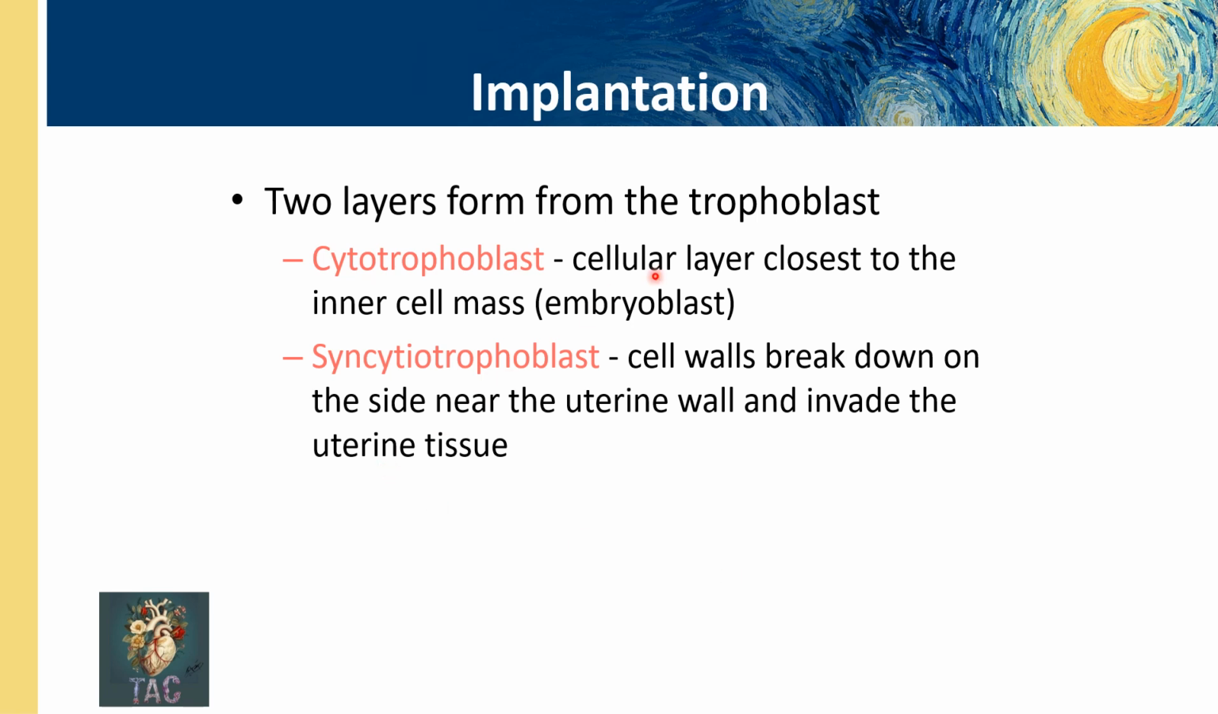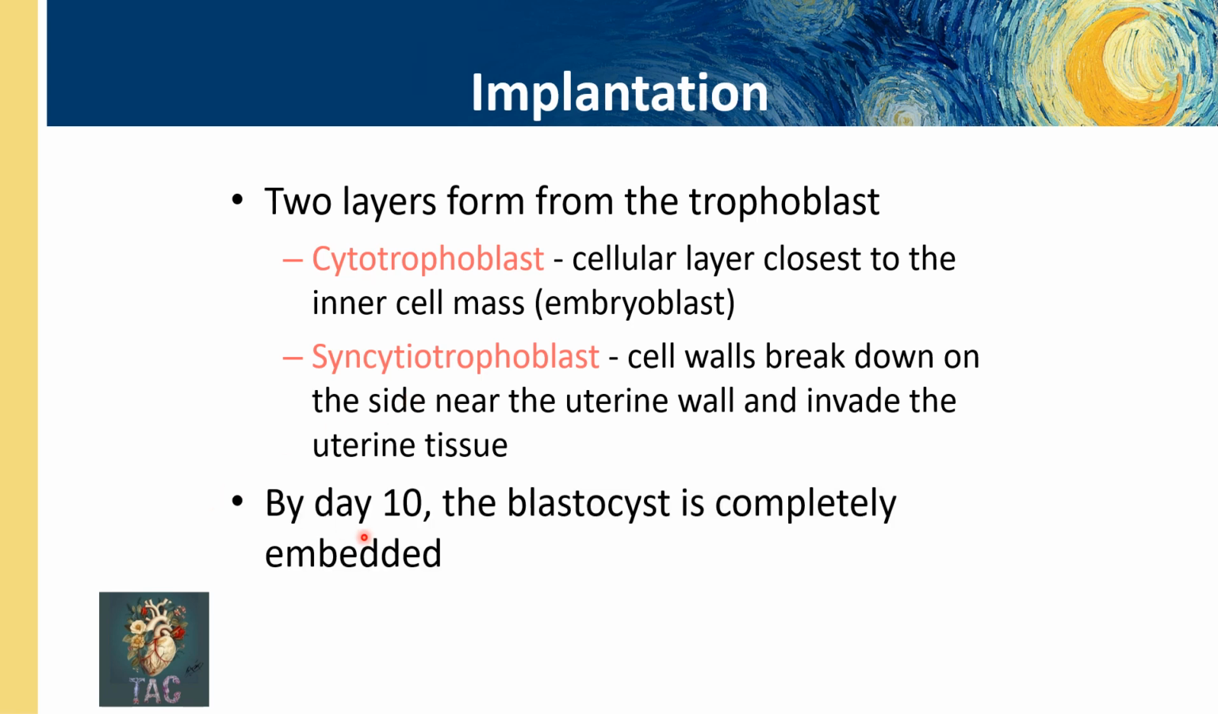So 2 layers are formed from the trophoblast. One is the cytotrophoblast, the other is the syncytial trophoblast. The cytotrophoblast is the cellular layer that is closest to the inner cell mass, that is the embryoblast, and in the syncytial trophoblast the cell wall breaks down on the side near the uterine wall. It is more invasive in nature. It is the layer which is also responsible for the secretion of human chorionic gonadotrophin hormone and maintenance of the pregnancy. And in the syncytial trophoblast, the cells do not have any cell boundaries, and these cells are present like a syncytium of nuclei.